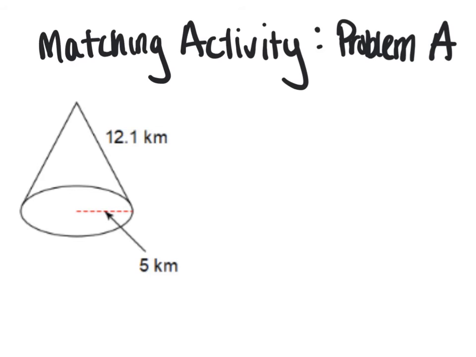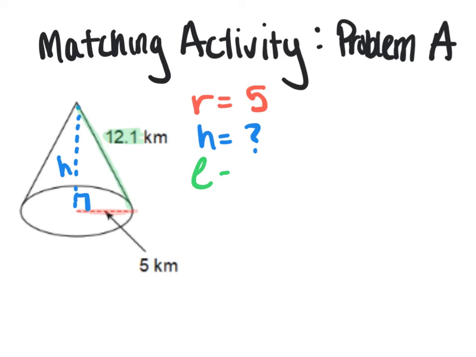Now for this example, if we're talking about our key measurements, we have our radius is given right here. So r equals the radius, which is 5. Our height, we don't know because it's this measurement right here. So this is h. And our slant height is given to us as 12.1. So L equals 12.1.